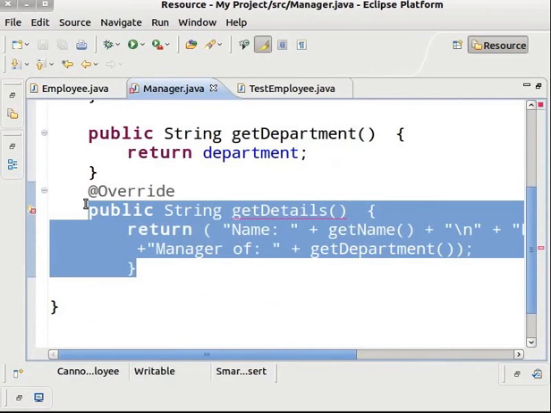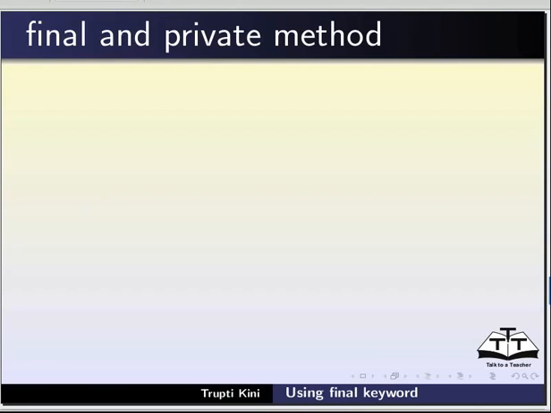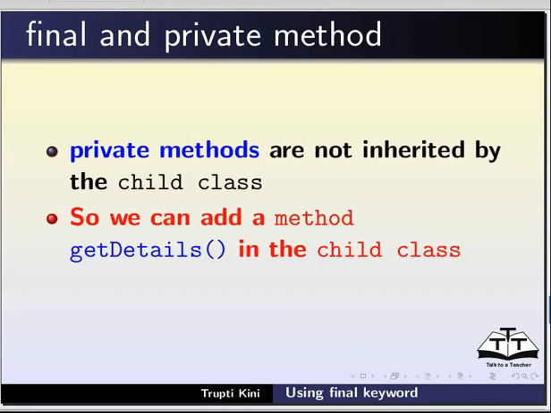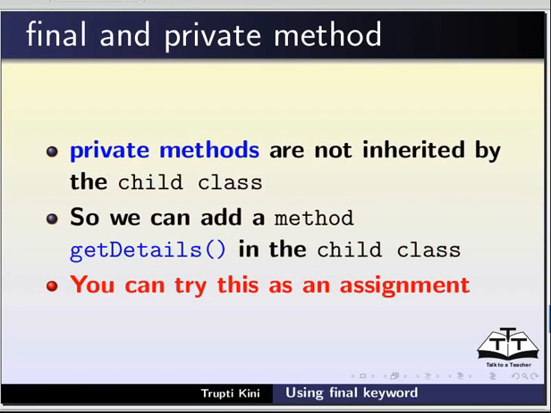This is because if you make any method final, you cannot override it. The Manager class method getDetails overrides the getDetails method in the Employee class. What if the final method is private? Private methods are not inherited by the child class. So we can add a method getDetails in the child class. You can try this as an assignment.